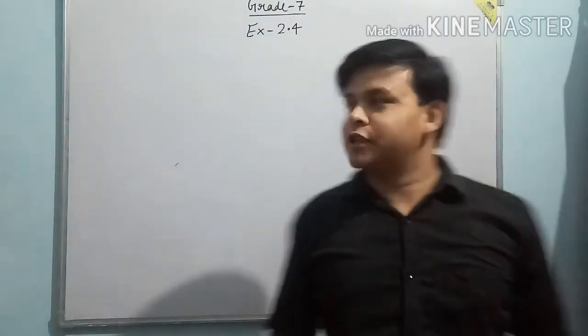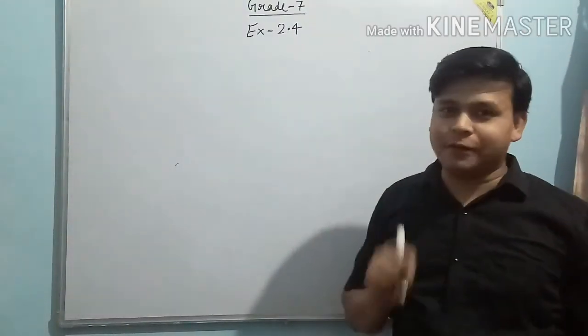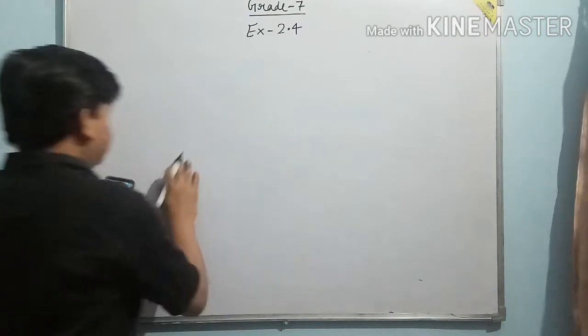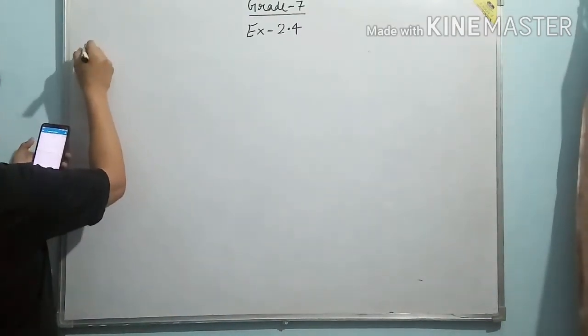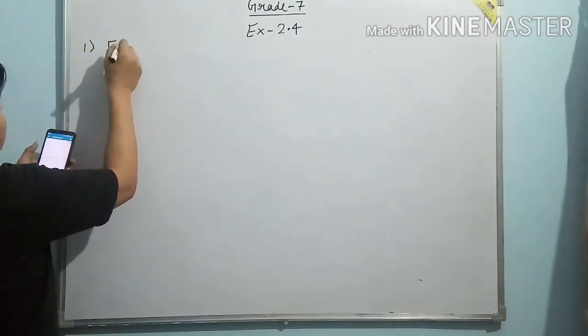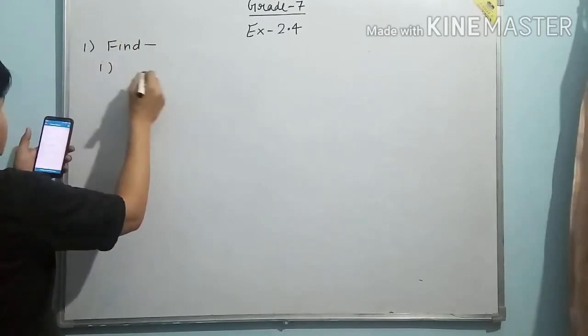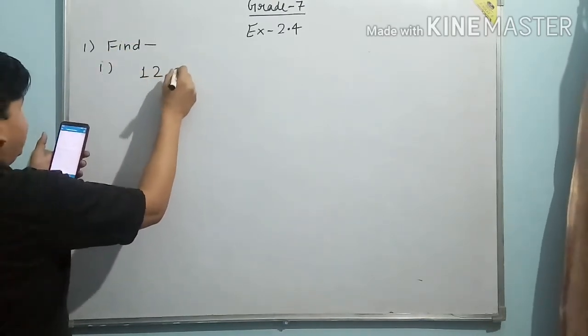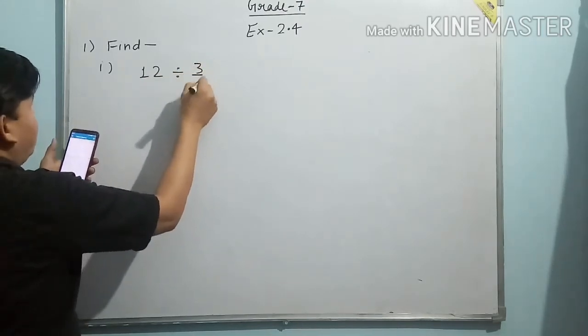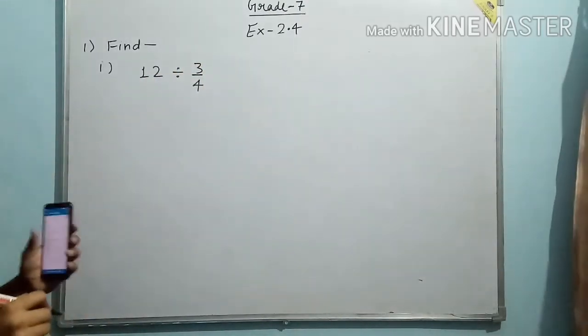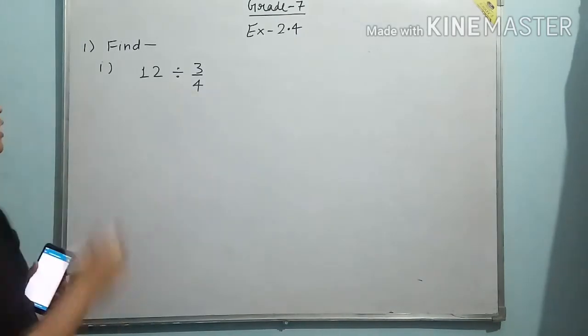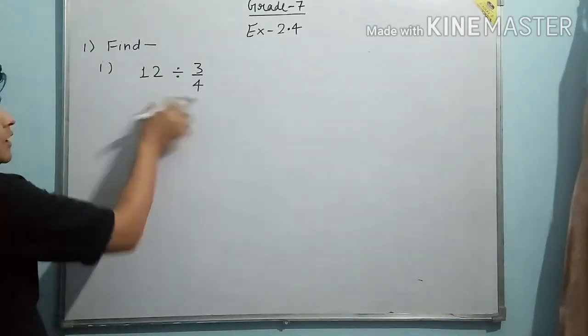Today we'll start exercise 2.4 of grade 7. So let's start with the first question. First I'm writing here, find. The first part is 12 divided by 3 upon 4. So today I will tell you how to divide two numbers when these are given in this form.